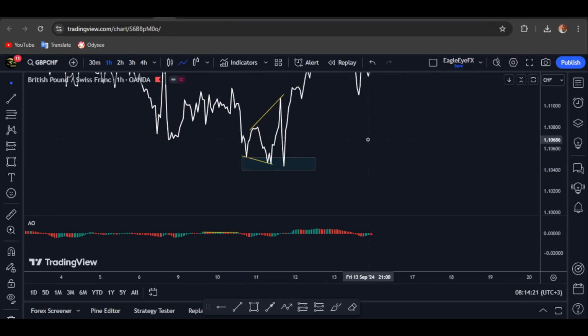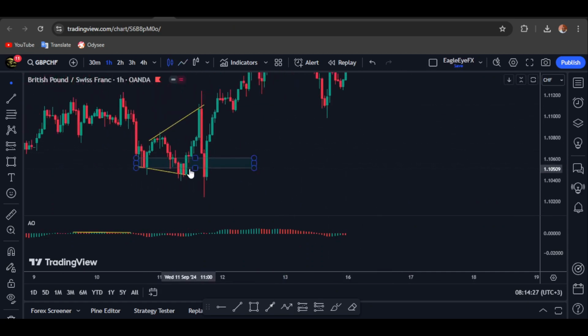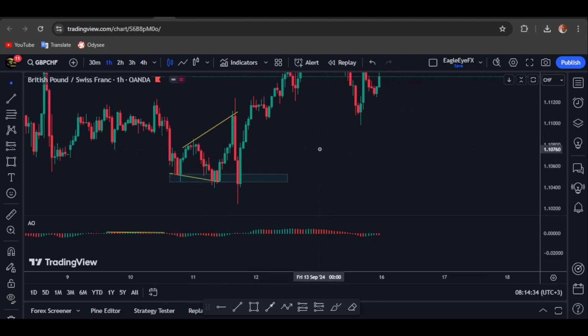So what are we going to do? We're going to wait for the market to come and tap this level over here. Then we look for buying opportunities.